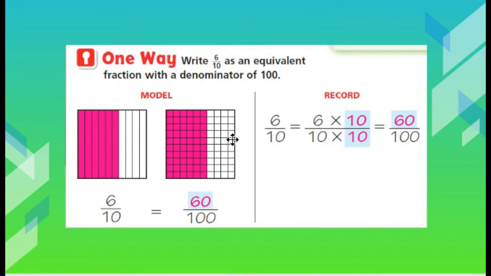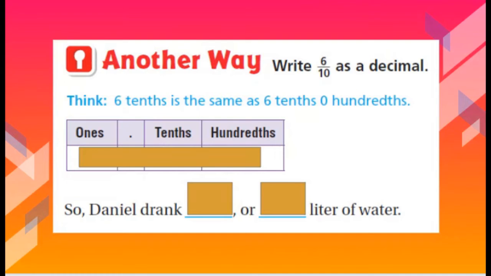If we were to overlap these models here, like put this one on top, would they show the same amount? They really would. And over here we can see that we're multiplying it by 10/10. So 10 to both the top and the bottom, to both the numerator and the denominator. So we end up with 60 hundredths.